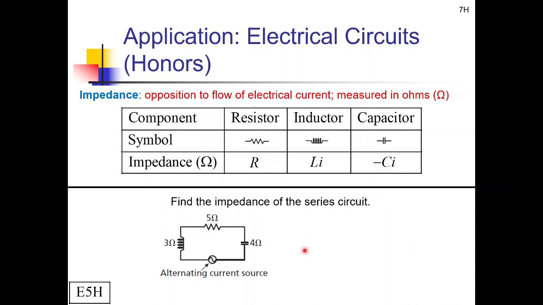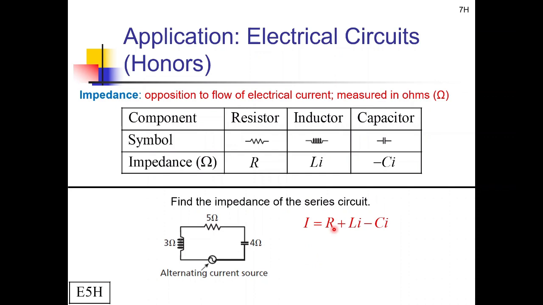So you might be wondering, okay, what do I actually have to do to find the impedance of a circuit like this? So it's just going to be the sum of these 3 parts. So here's a little formula you can use. Z equals R plus Li minus Ci. And the R, the L, and the C are just the numbers they're giving you on the diagram here. So pause the video and see if you can actually make sense of this and figure out what you need to add together to get this impedance. All right, let's see how that went.